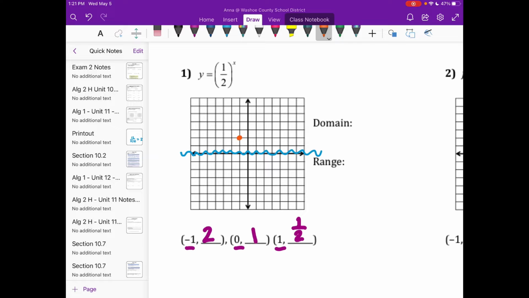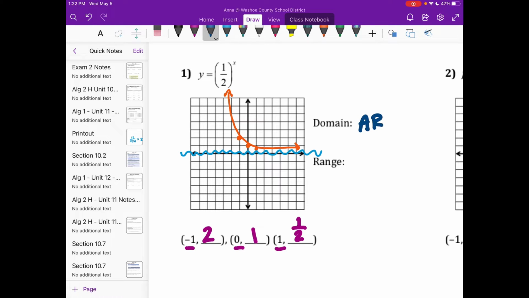So -1, 2, -1, up to 2. 0, 1 is right there. And 1 and 1/2 is right there. And we'll draw our shape and we'll just make sure we don't hit that asymptote at all.